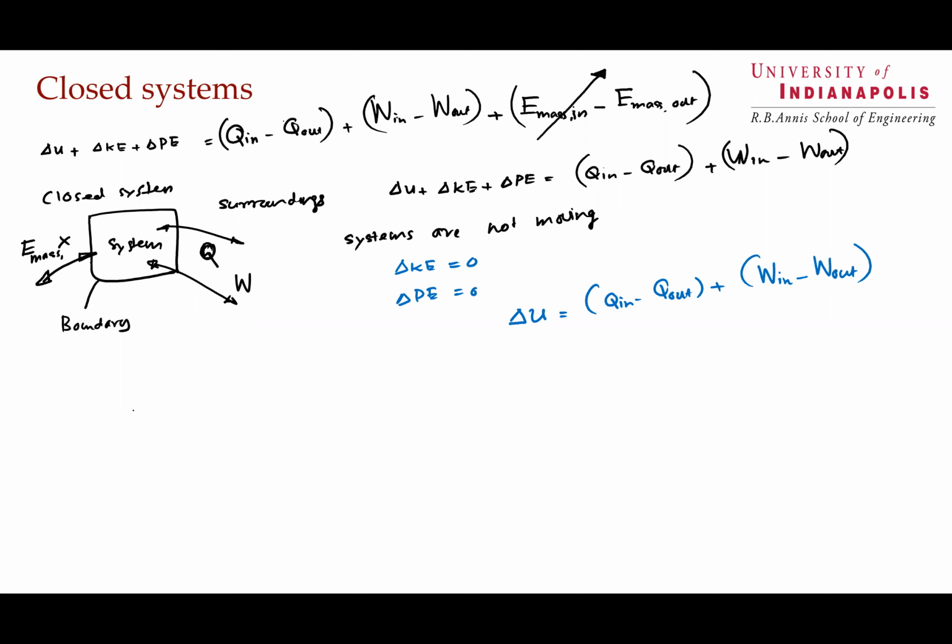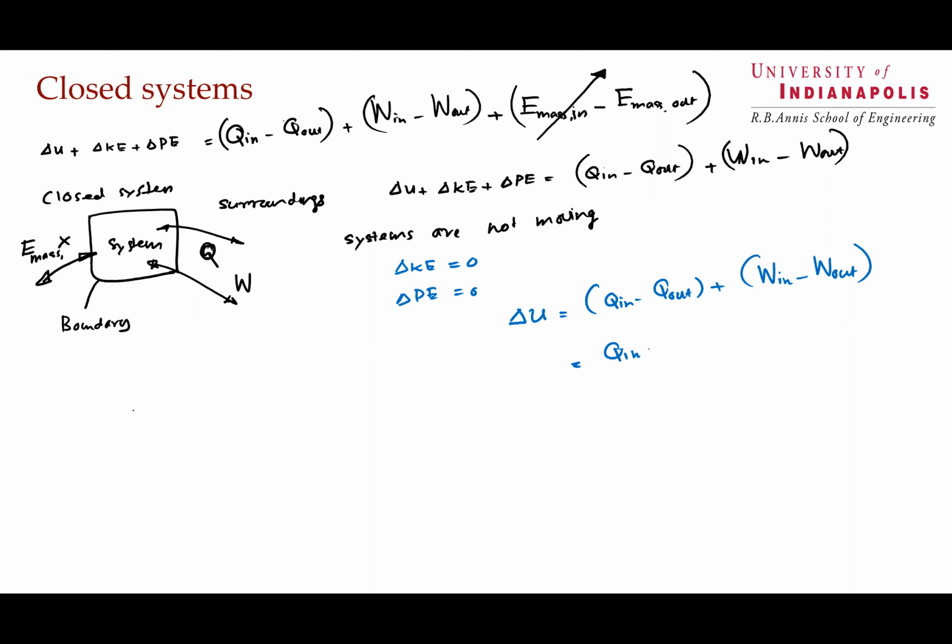Now, from the early developments of thermodynamics, classical thermodynamics, engineers and scientists were interested in looking at how much heat is supplied per unit work output, how much heat is required to generate unit work output. So they were interested in net heat input and net work output. Okay. So we can simplify this equation further.